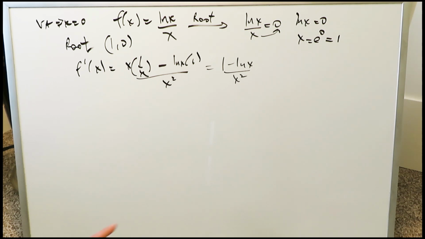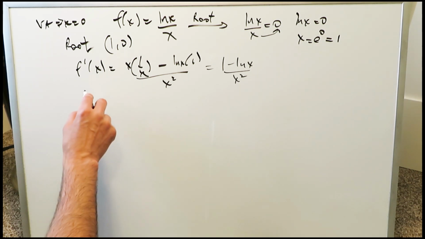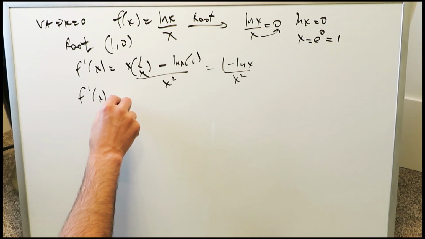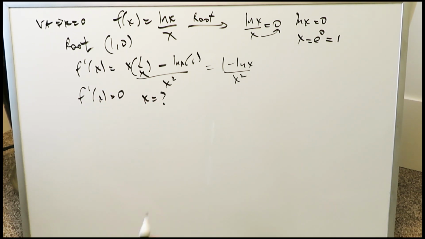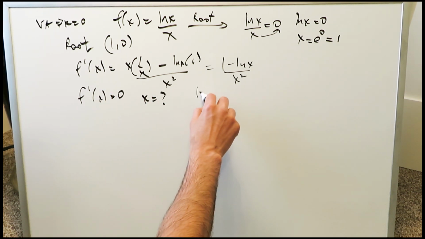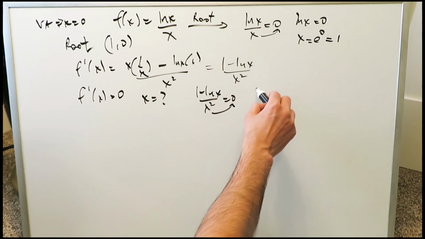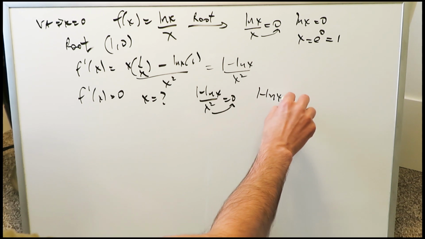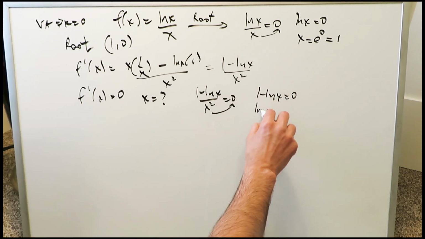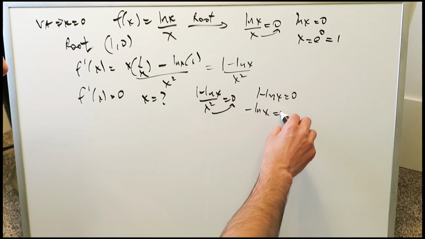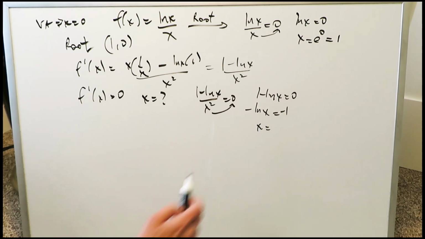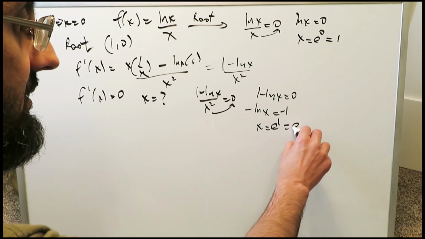You can determine your critical points by making this equation equal to 0. When you make your first order derivative equal to 0 and you solve for the x values, you get your critical points. You have 1 minus natural log x over x squared equal to 0. So 1 minus natural log x is equal to 0. Natural log x is equal to 1, and then x is equal to e to the 1, which is e.